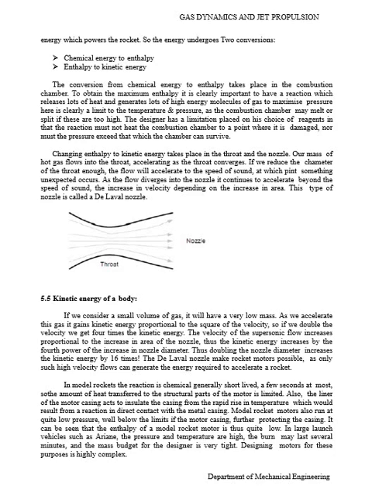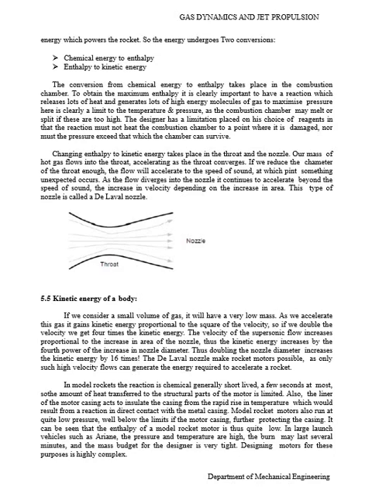A mass of the hot flue gas flows into the throat, accelerating as the throat converges. If you reduce the diameter of the throat enough, the flow will accelerate to the speed of sound, at which point something unexpected occurs. As the flow drives into the nozzle, it continues to accelerate beyond the speed of sound. The increase in velocity depends on the increase in area. This type of nozzle is called a de Laval nozzle.